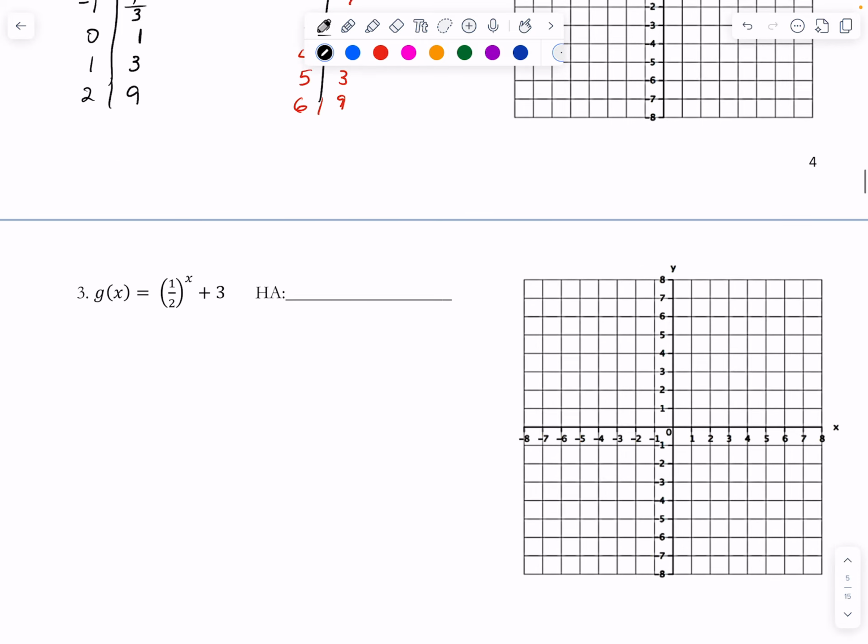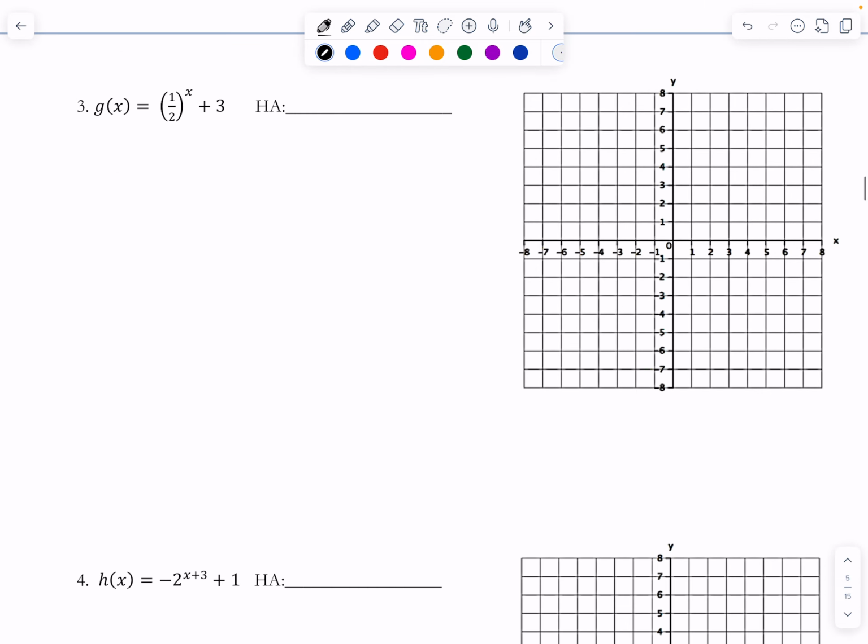Let's try 2 more. All right, number 3 is going to be decay, because the base is 1/2, which, when I look at that, is between 0 and 1. So I'm going to do my -2, -1, 0, 1, and 2. All right, I'm going to do the positive ones first. So 0 power, that's always 1. This is 1/2, and this is 1/4.